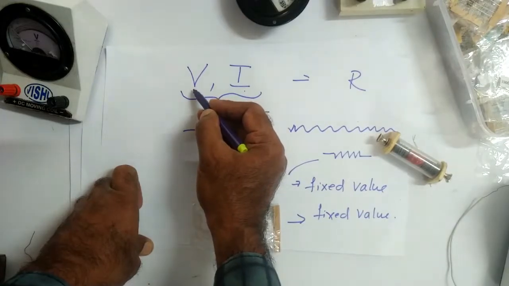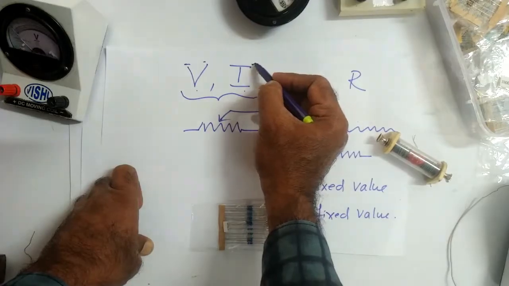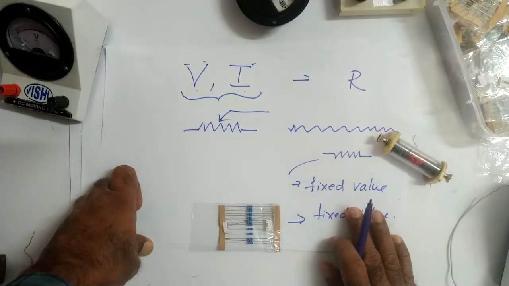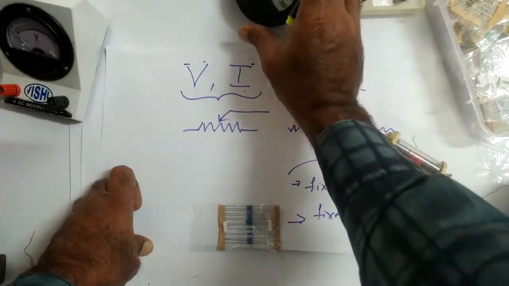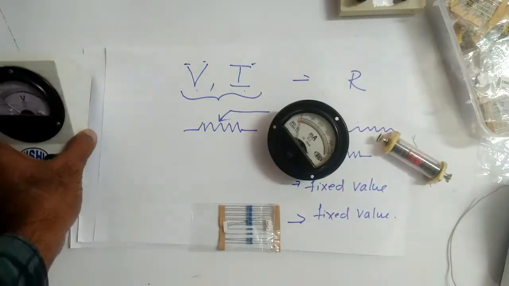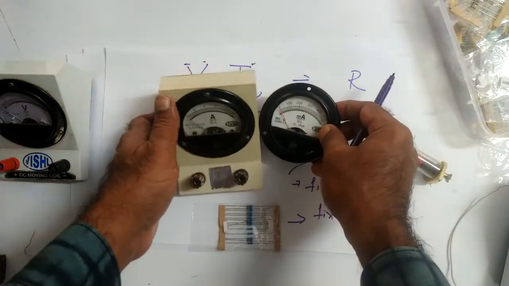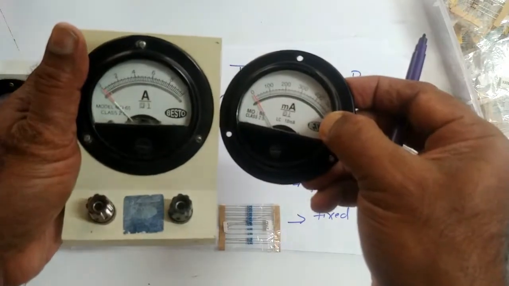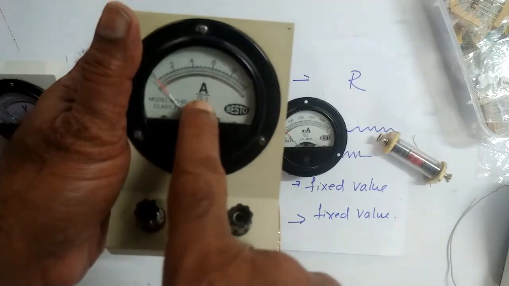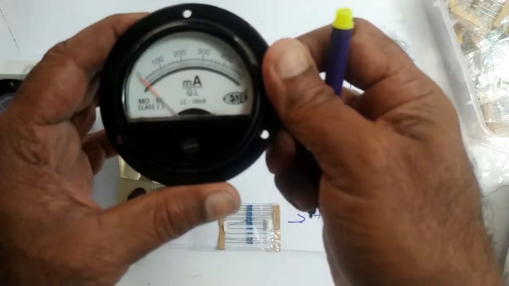Since we have studied about voltage in the previous video, let me tell you about current and how we can measure it. The device which is used to measure current is an ammeter. So I am going to show you an ammeter here. This is an ammeter. Now look at these two ammeters. Here it is written A, and in this device it is written mA.